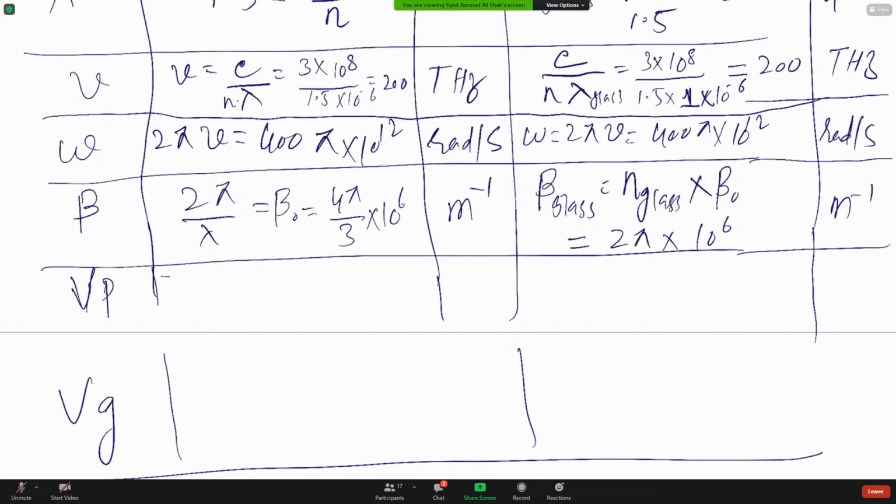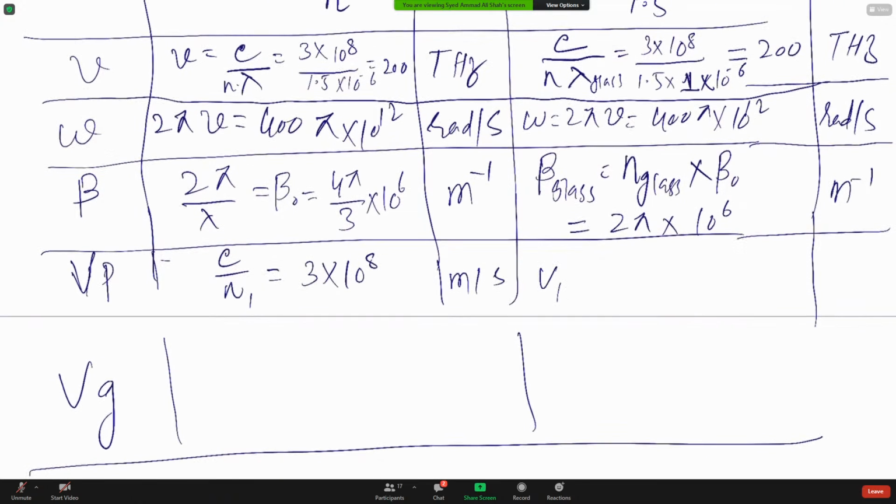Formula for phase velocity. It's omega over k. Both are the same, c over n. You will get the same answer, but I'm using c over n. Okay, so your phase velocity is 3 into 10 to the power 8 meter per second.